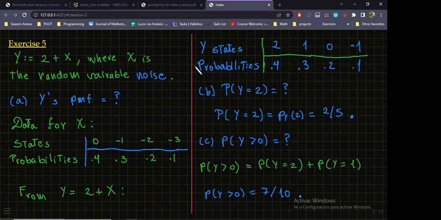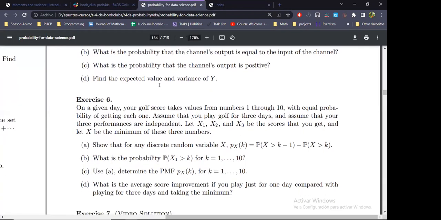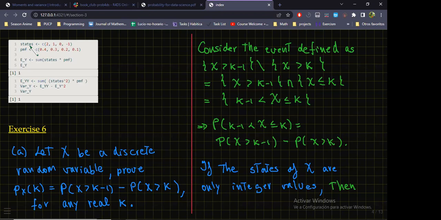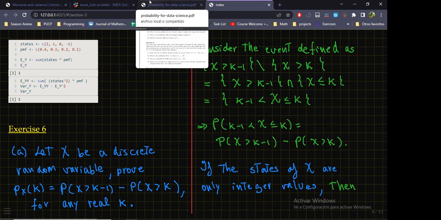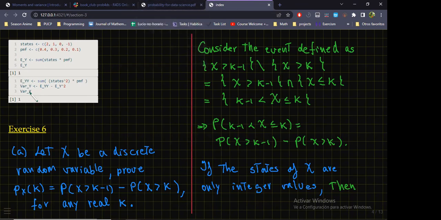Okay, now there was more. They ask us to find the expected value and variance of y. Well, it's really the same, right? We define the states and the PMF, and we calculate it via the known formulas. But at least I found this a little bit interesting, because we saw that for the Poisson distribution, the expected value and the variance were the same value, the same as the parameter of the Poisson distribution. But here we see an example where you can have the same value for the expectation and for the variance, and still it's not a Poisson distribution.